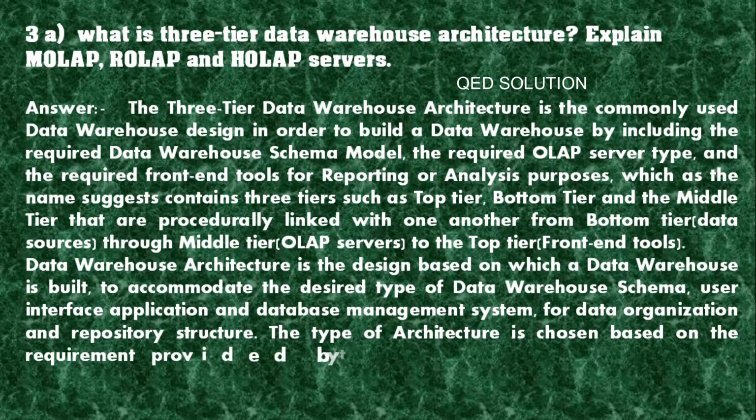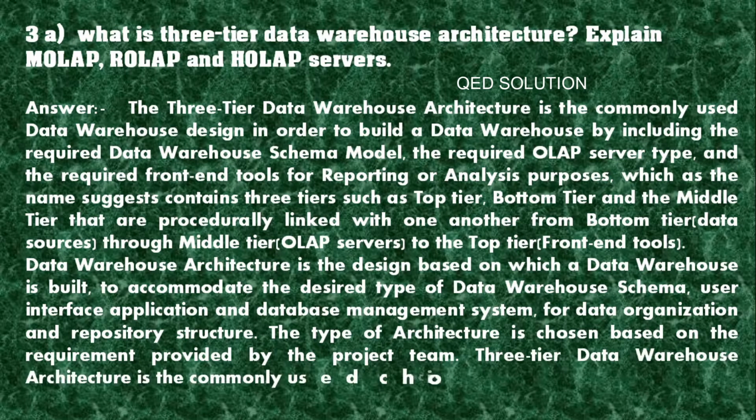top tier, front-end tools. Data warehouse architecture is the design based on which a data warehouse is built, to accommodate the desired type of data warehouse schema, user interface application and database management system. For data organization and repository structure, the type of architecture is chosen based on the requirement provided by the project team. Three-tier data warehouse architecture is the commonly used choice, due to its detailing in the structure.